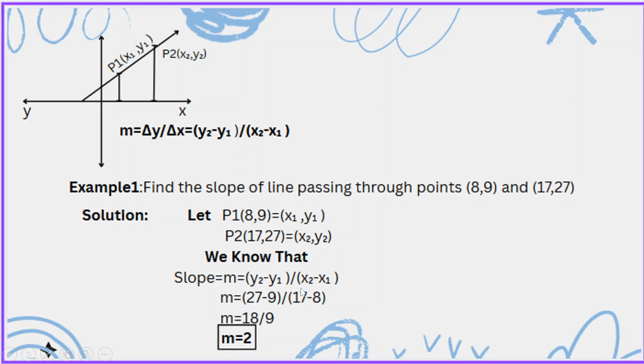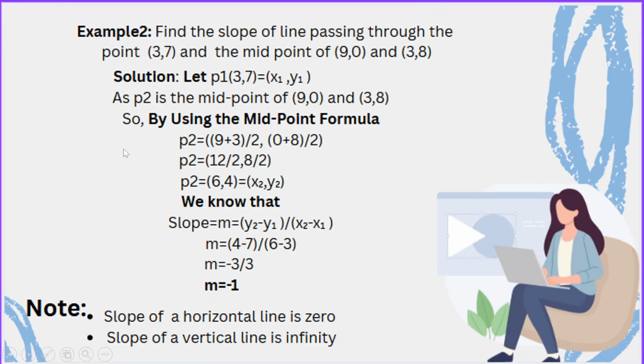So 27 minus 9 over x2, where the value of x2 is 17 and the value of x1 is 8, so 17 minus 8, it is 18 over 9, which is 2. So the slope of this line will be equal to 2. The second example is the trickier one.